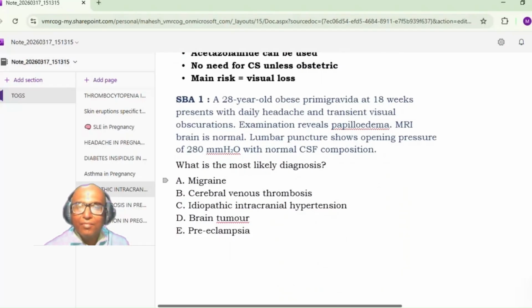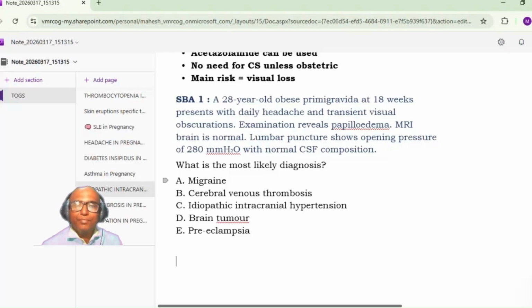A 28-year-old obese primigravida at 18 weeks presents with daily headache and transient visual obscurations. Examination reveals papilloedema. MRI brain is normal. Lumbar puncture shows an opening pressure of 280 with normal CSF composition. What is the most likely diagnosis?